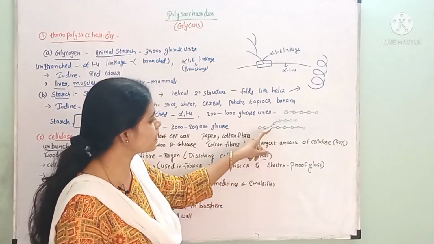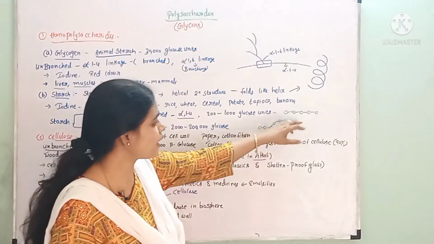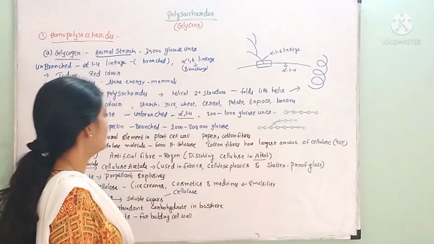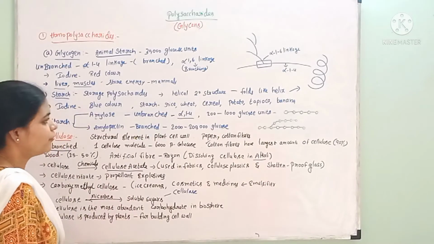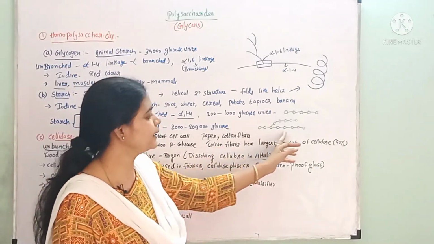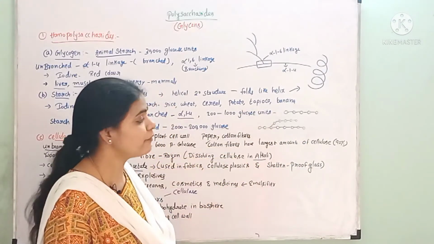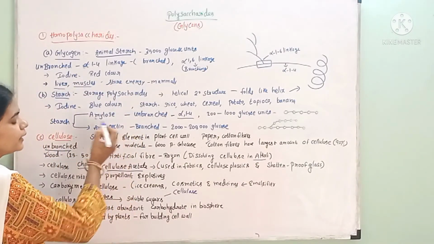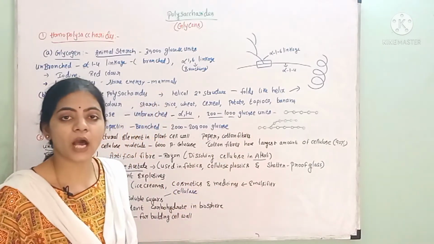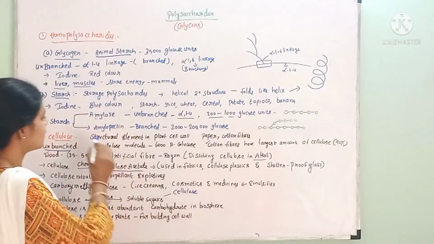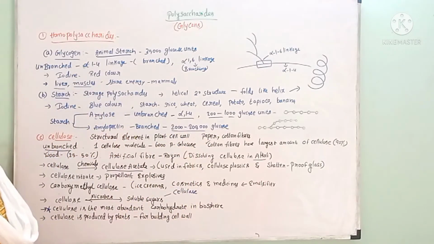Amylose is an unbranched structure, whereas amylopectin is a branched structure. See, from this one, branching is arising, right? So amylopectin is a branched structure, whereas amylose is an unbranched form. In the unbranched form, what is the linkage generally present? Alpha 1,4 linkage. In the linear form there is alpha 1,4 linkage; wherever branching arises, alpha 1,6 linkage will exist. One molecule of amylose consists of nearly 200 to 1000 glucose units, whereas one molecule of amylopectin contains 2000 to 2 lakh glucose units.